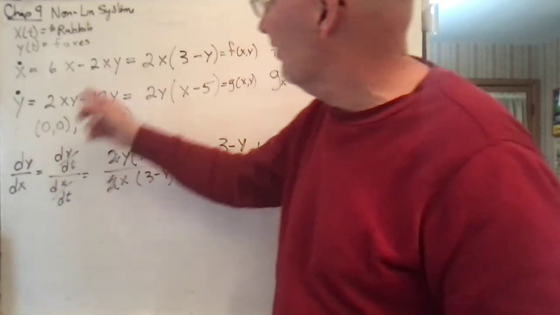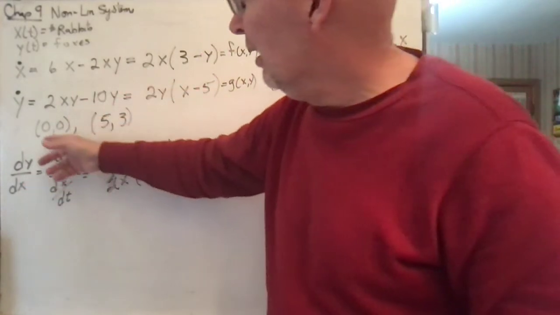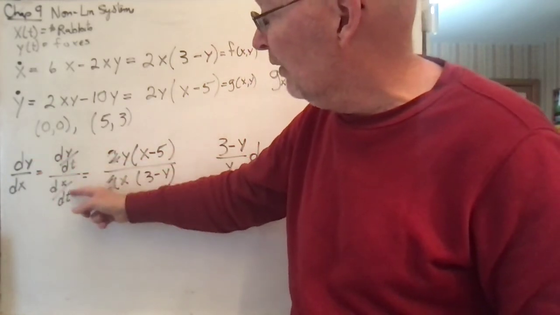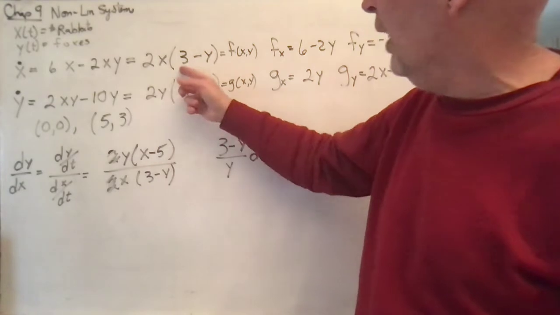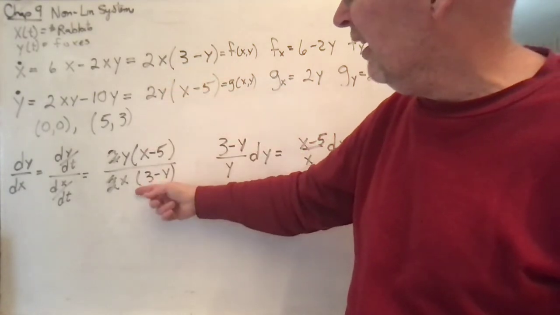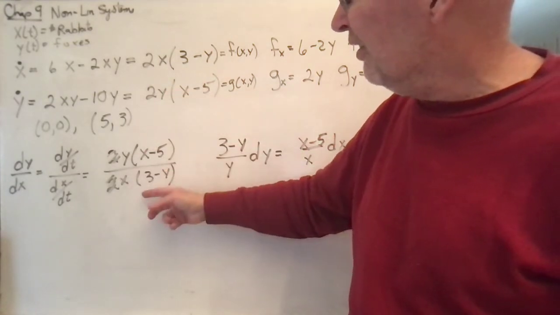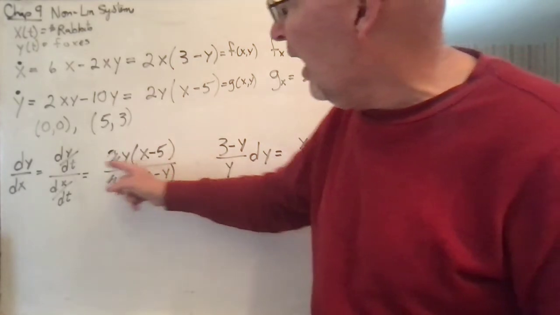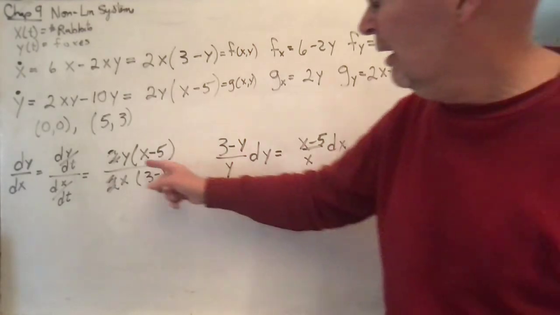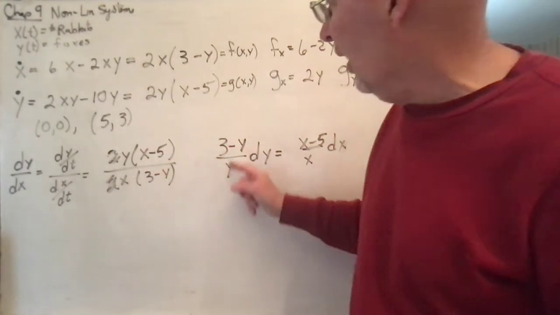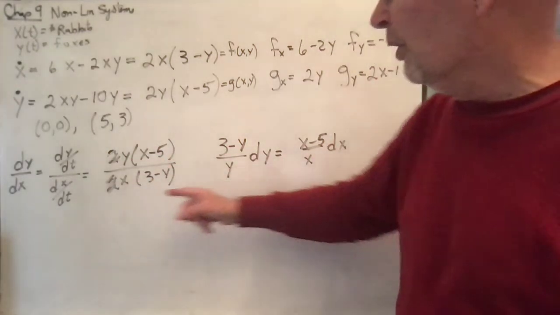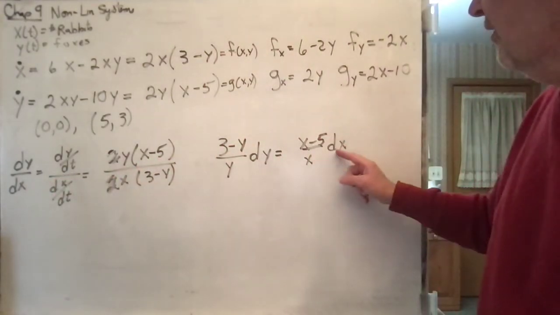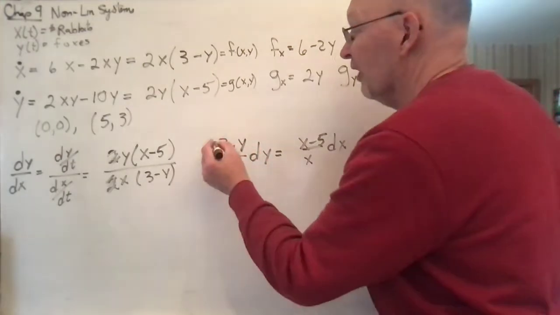The dy/dx. This is a separable DE. Notice, because you can write dy/dt over dx/dt. Here's your dy/dt right here. Here's your dx/dt right there. Notice it's separable. You can first cancel off the 2's, and then you can bring all the y's over here with the dy. It's going to be what? 3 minus y over y. And then you bring the dx over here with the x's, and you're going to get x minus 5 over x dx. And then you can integrate both sides.